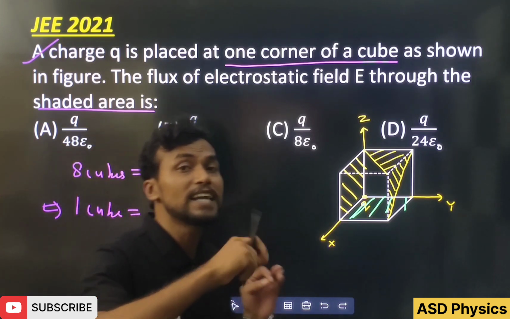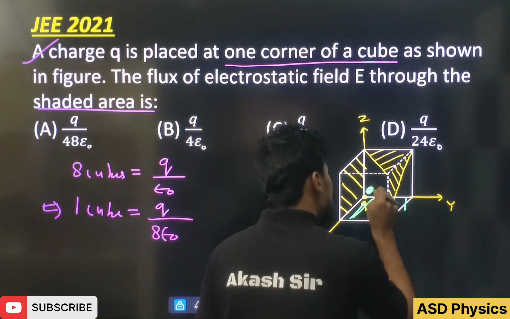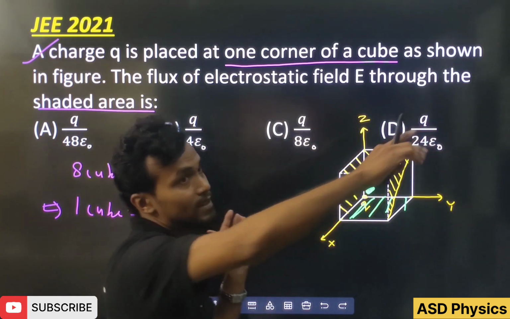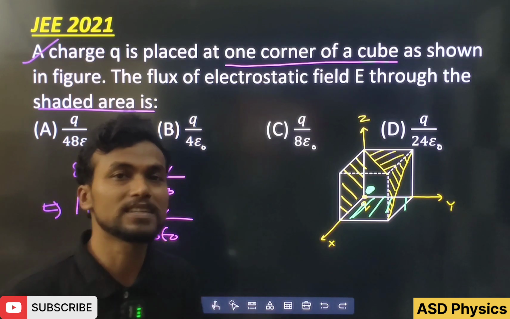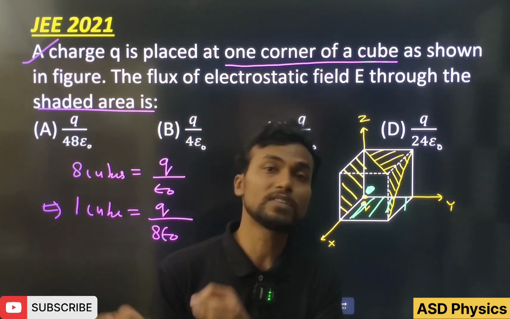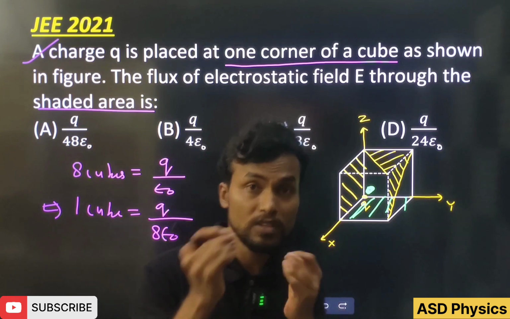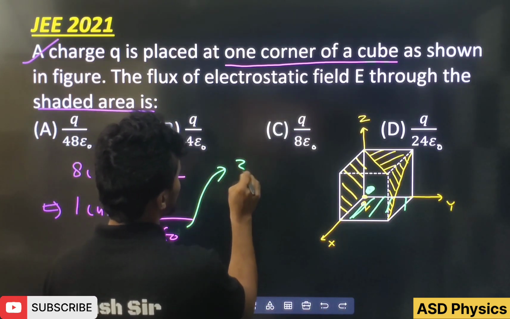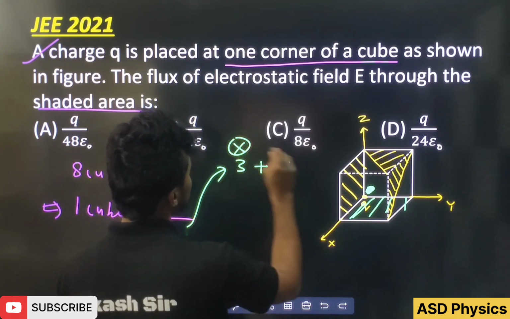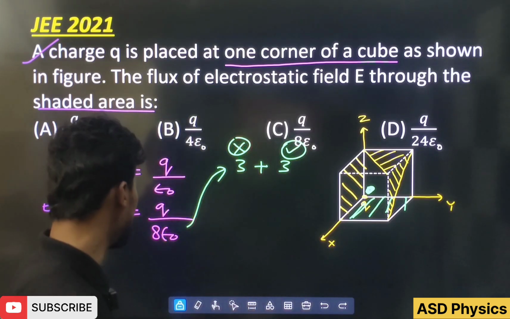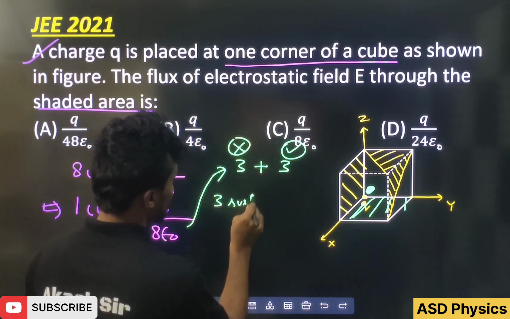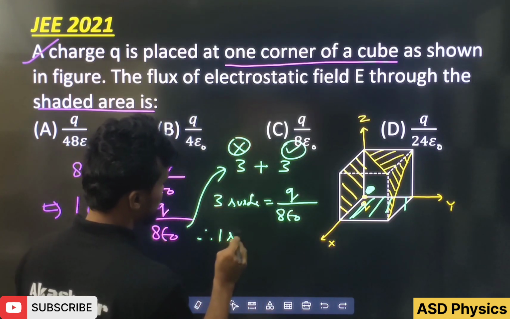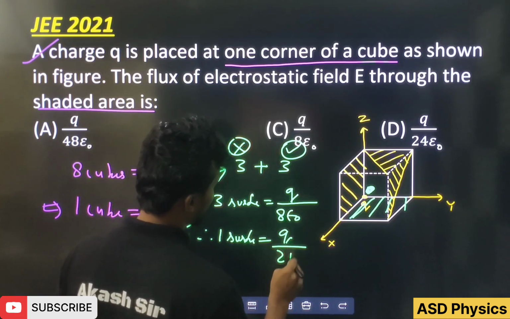Here what will happen? Electric field lines will be parallel to the surface. I am talking about the backside surface. Electric field will be parallel to these surfaces. That means the field lines will not cut the surface, so flux will be 0. So due to 3 surfaces, flux will be 0, and due to the rest of the 3 surfaces only, flux will be there. Okay. 1 cube is made up of 6 surfaces, so I can write 3 plus 3. Due to 3 surfaces there is no flux, and due to 3 surfaces flux is there. So due to these 3 surfaces, the flux coming is Q by 8 epsilon naught. That means due to 1 surface, by the unitary rule, Q by 24 epsilon naught.